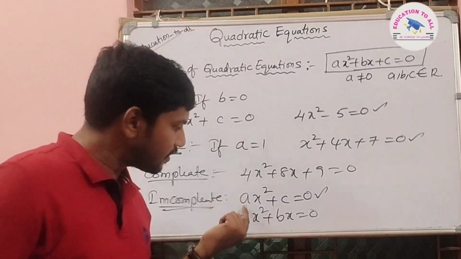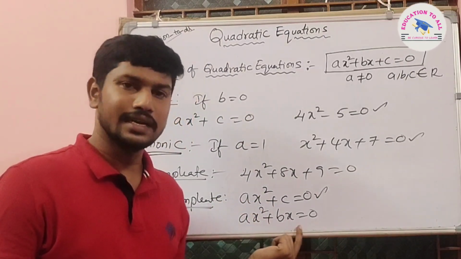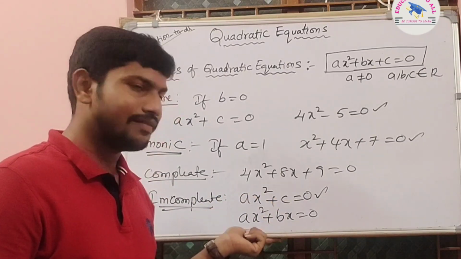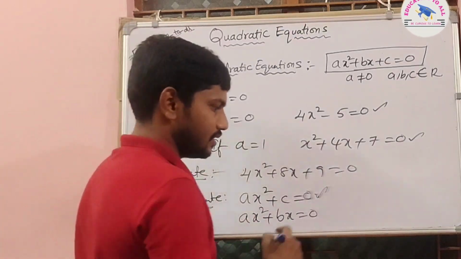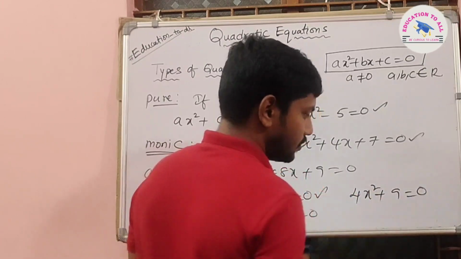Observe, in the first equation I wrote, the x term is missing. In the second equation I wrote, the constant is missing. So these two we can identify: they do not have all possible terms. That's why it's called an incomplete quadratic equation. A general example I can write: 4x square plus 9 equal to 0.